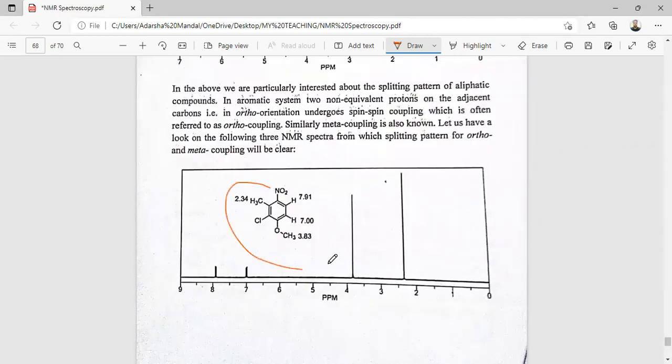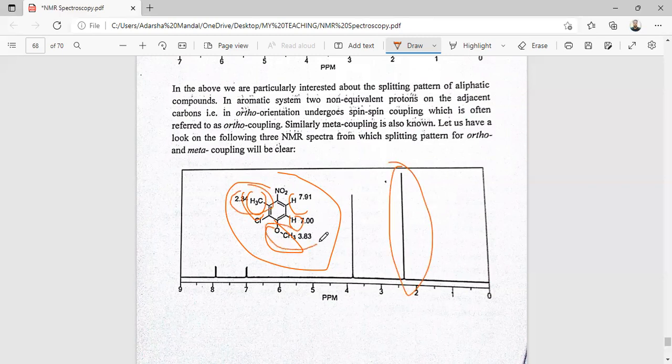Here for this molecule, there are a total of four sets of non-equivalent protons. This CH3 comes as a singlet, downfield at 2.34. This CH3 is comparatively more downfield than the other CH3, and it also comes as a singlet. These two hydrogens are downfield in the aromatic region and give rise to 7.91. This hydrogen is split by this hydrogen, so this comes as a doublet, and this also comes as a doublet.